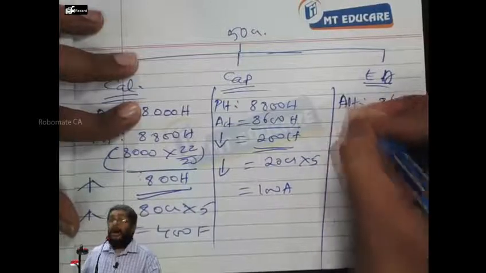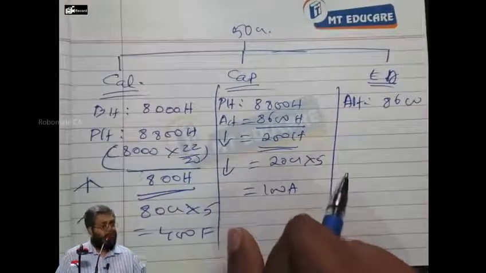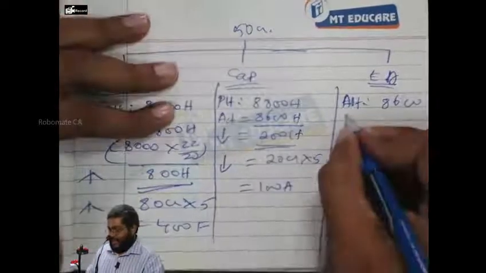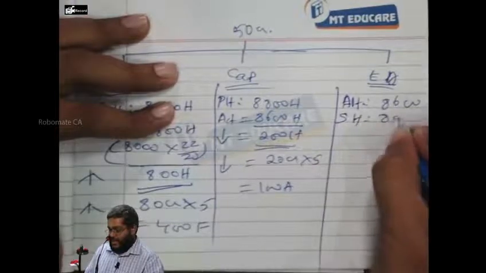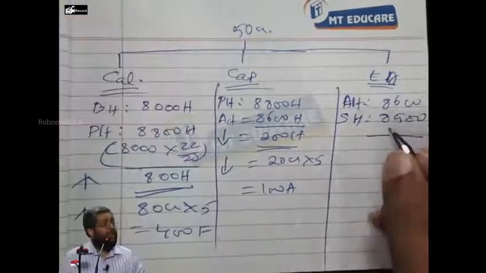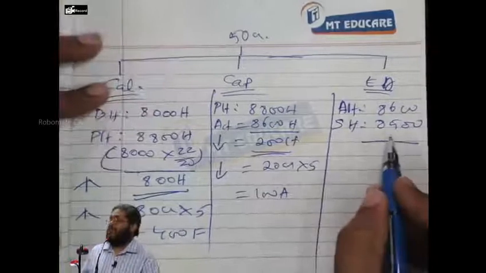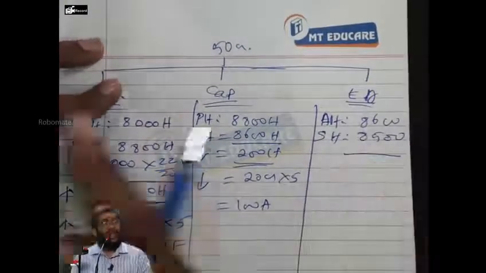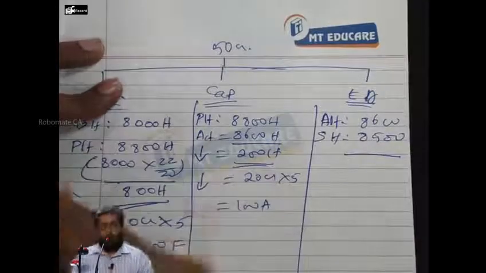8,600 hours. Now, how many units do I produce? 850 units. For every unit, how many hours are allowed? 10 hours. That means the time allowed is how many hours? 8,500. I am allowed to spend 8,500 hours for these 850 units. How many hours did I spend? 8,600. Did I overconsume or underconsume? Overconsume.